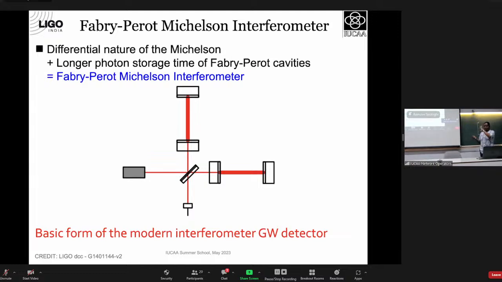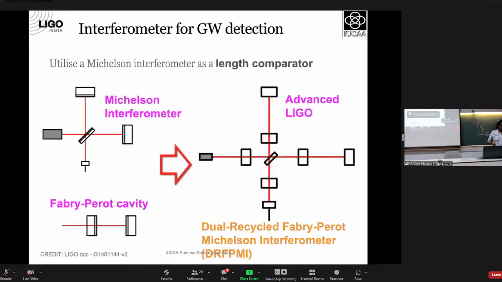But in the first slide where I showed you the overall configuration, there were some additional mirrors. So there are two other important mirrors that you see, at the input and the output side. So what we've done is we've taken a Michelson interferometer and the Fabry-Perot cavity and made a Fabry-Perot Michelson interferometer. But then we include two other mirrors, and these mirrors are called recycling mirrors. We'll talk about what the recycling mirrors do.